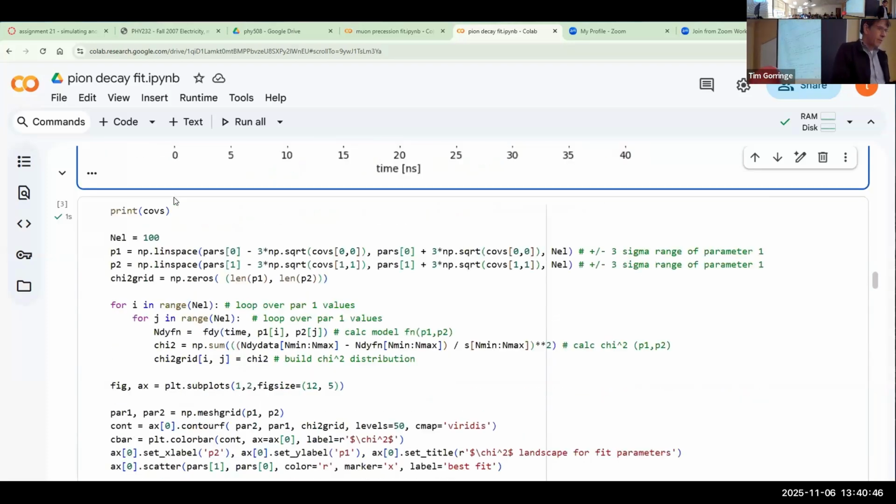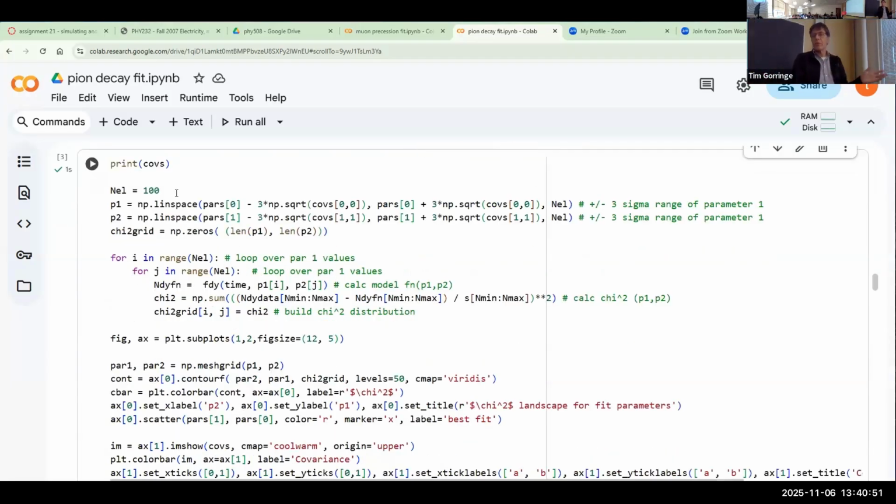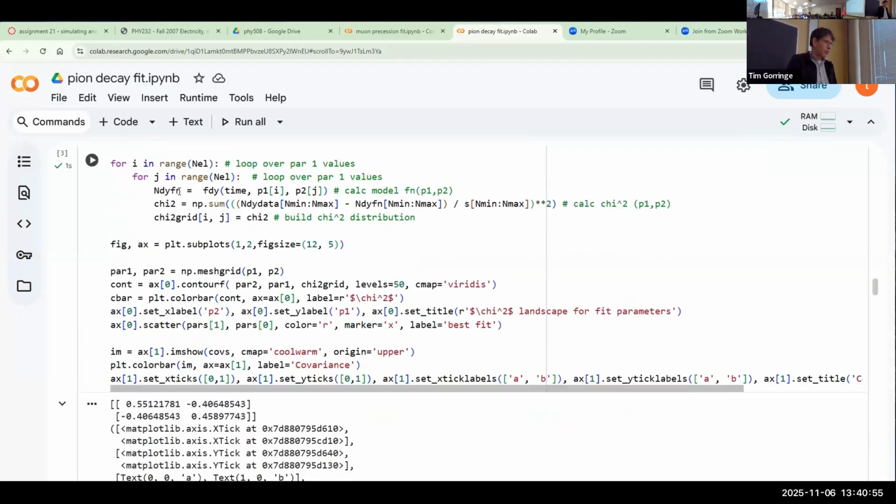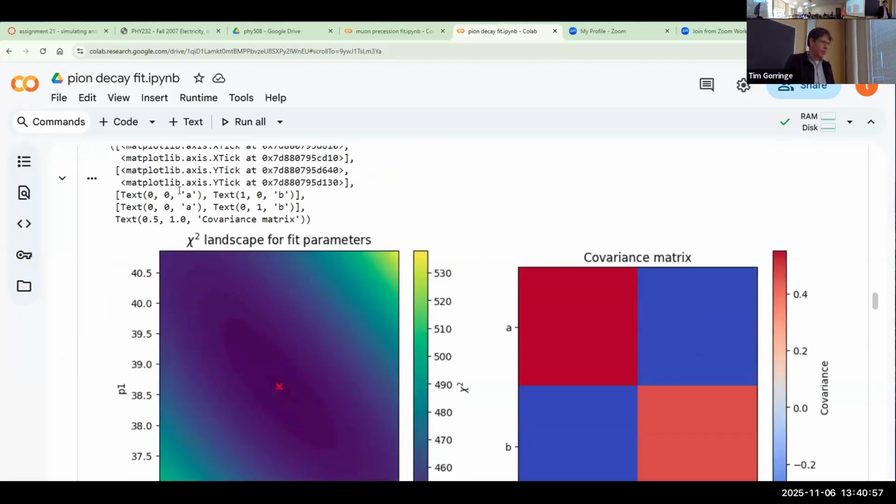The third cell, I don't want to walk through the code in the third cell because it's just plotting. It's just me plotting the chi-squared. I just want to show you the results.